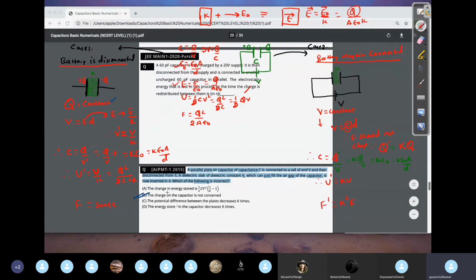Other things you can see. The change in energy, obviously. Earlier the energy was half CV square. Now the energy is half CV square by K. So what is the change? You can take the difference. If half CV square comes outside, you will get 1 by K minus 1. This is absolutely correct. The potential difference decreases by K times. Yes, V becomes V by K. The energy stored decreases by K times. Yes, you got the answer for the question.